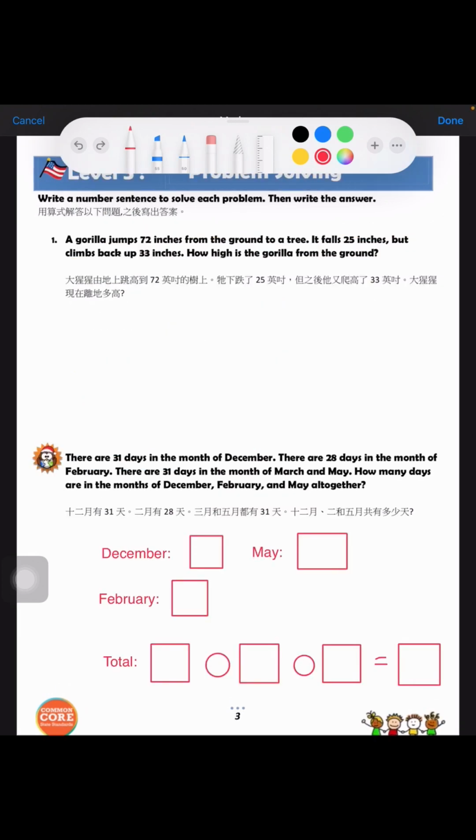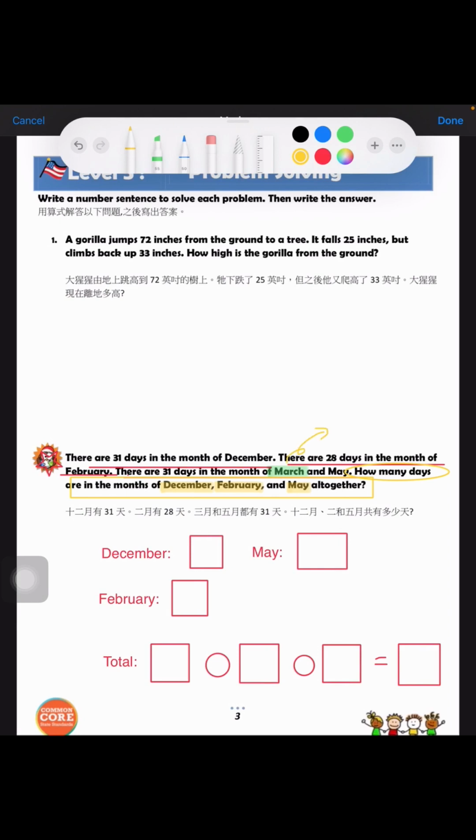Let's move on to the out question on page 3. There are 31 days in the month of December, 28 days in the month of February, and there are 31 days in the month of March and May. So how many days are in the month of December, February, and May altogether? The question asks us to find the days in December, February, and May. So one of the information provided is noise. Which one is noise? It's March.